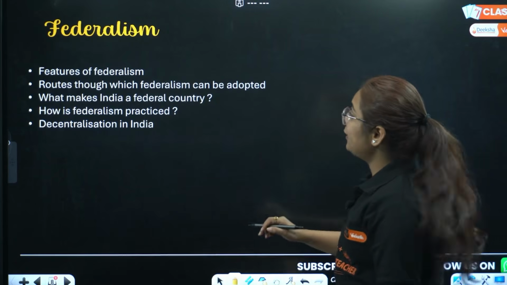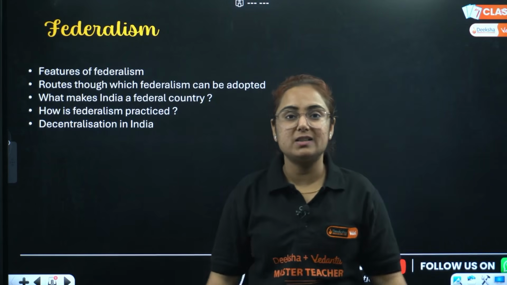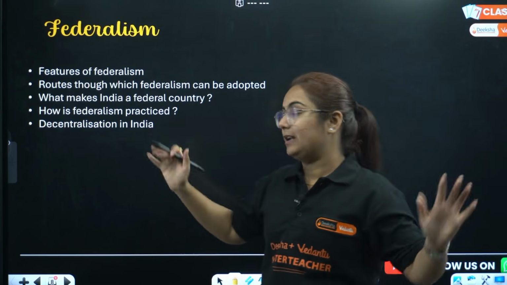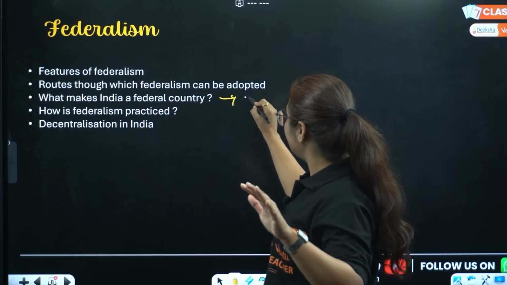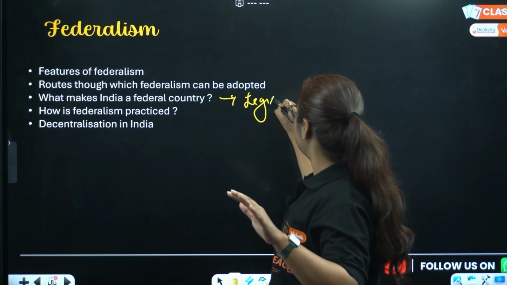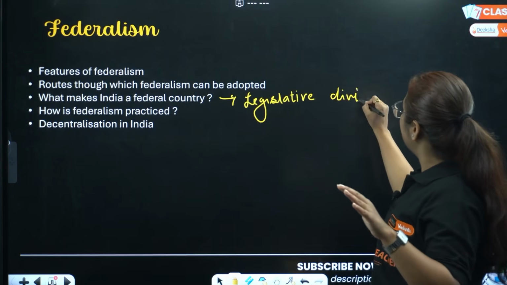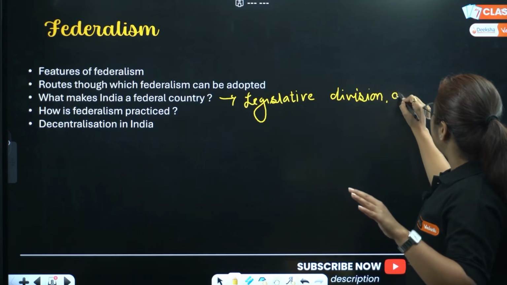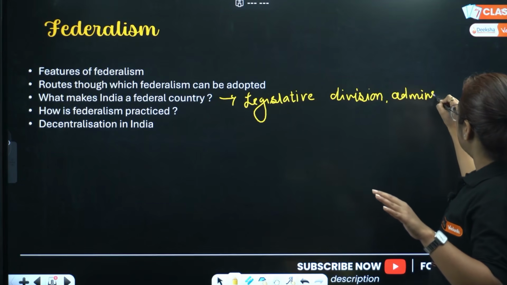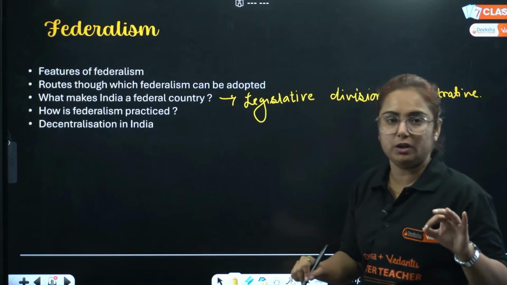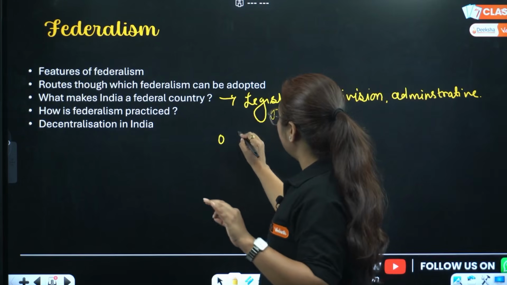Now, what makes India a federal country and how is federalism practiced? The most confusing topic, I don't know why. See, what makes India a federal country? The legislative division of power. Pay attention: the legislative division of power and the administrative division of power, which is given in the schedule of the Indian Constitution that talks about different lists.